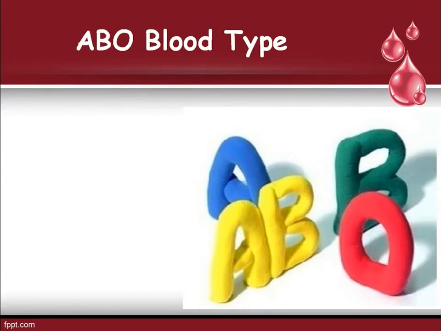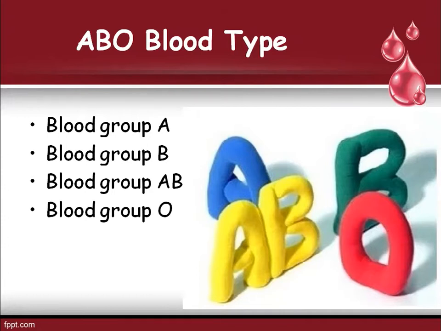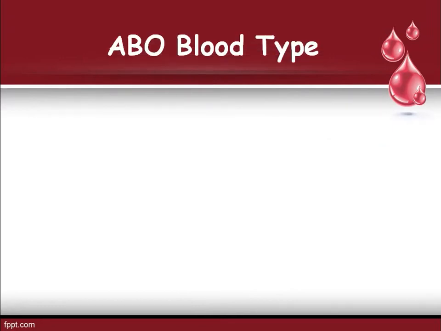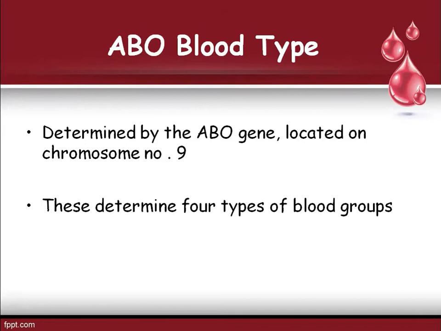ABO blood type: blood group A, blood group B, blood group AB and the blood group O. These are the four blood types: A, B, AB and O. ABO blood type is determined by the ABO gene located on chromosome number 9. These determine four types of blood groups.